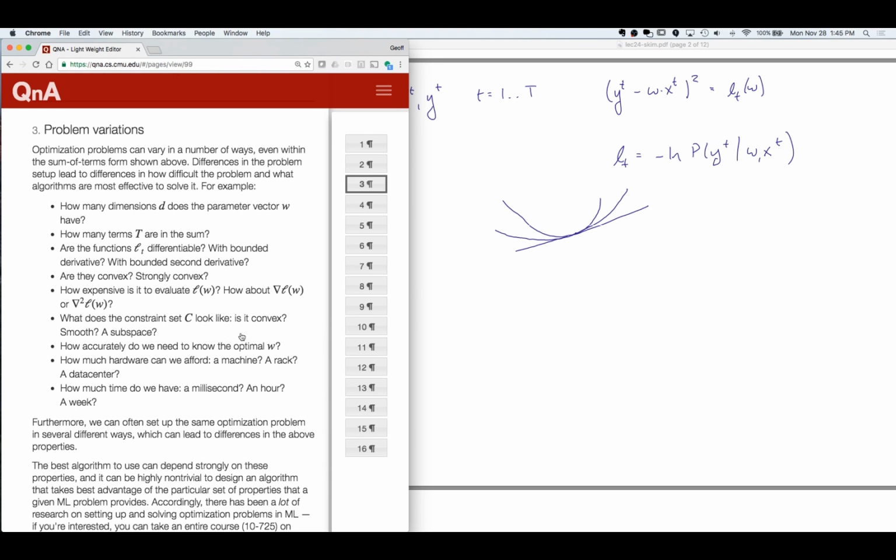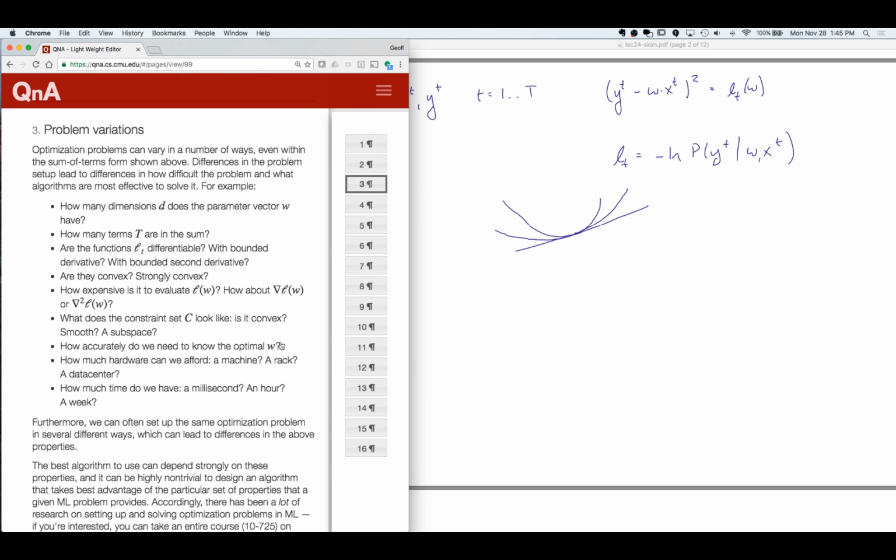What does the constraint set look like? Is it just an arbitrary convex set? Is it a smooth set? Or is it maybe the simplest possible one, a subspace? Is it a set of linear equality constraints? How accurately do we need to know the optimal weight vector? Or how much hardware can we afford, right?